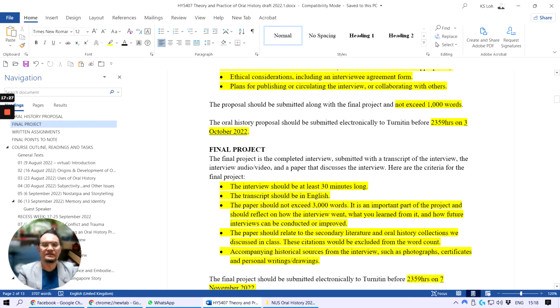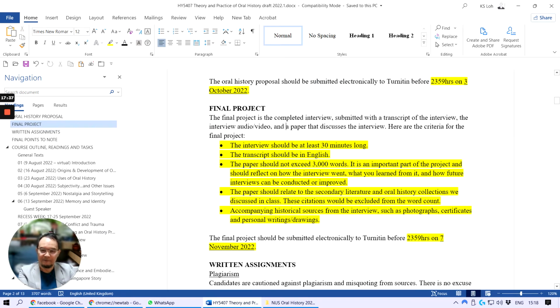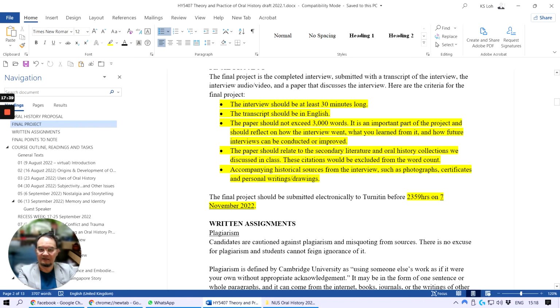Right? The final project is when you actually execute your proposal and you carry out this interview and you reflect on how it went. Okay, interview should be at least 30 minutes long. 30 minutes is just a guide, most of my interviews have been closer to an hour. It's not uncommon that the interview can be 2 hours. Beyond that, maybe it's not so good for elderly people.